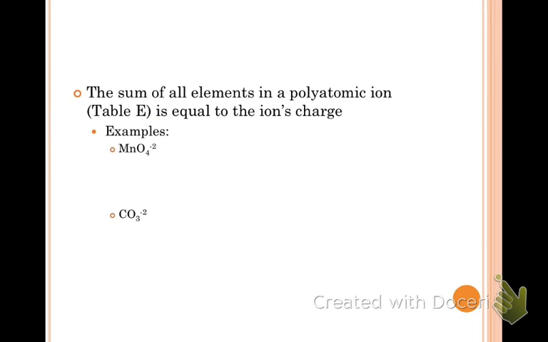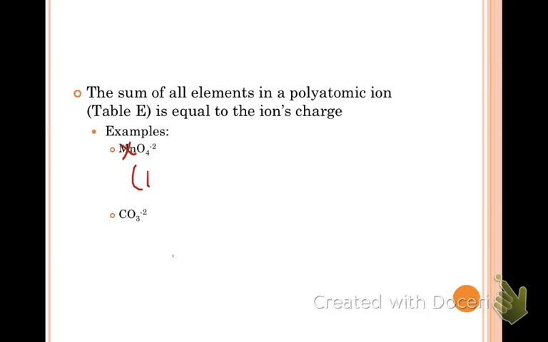This rule here: the sum of all elements in a polyatomic ion is equal to the ion's charge. And we can take a look at Table E to help us out with this. So we have MnO4 minus 2, so overall, this is going to be a -2 charge. We have a rule for oxygen, but we don't have a rule for manganese yet. So that's going to be our unknown, that's going to be our X.